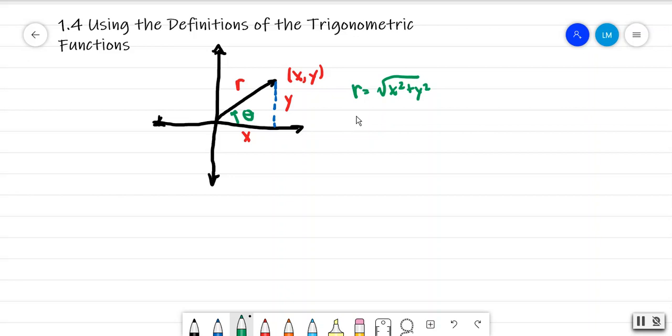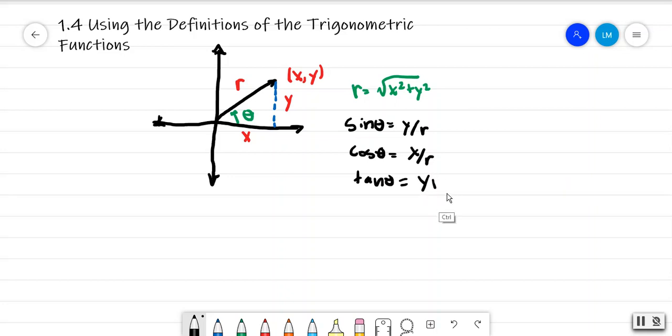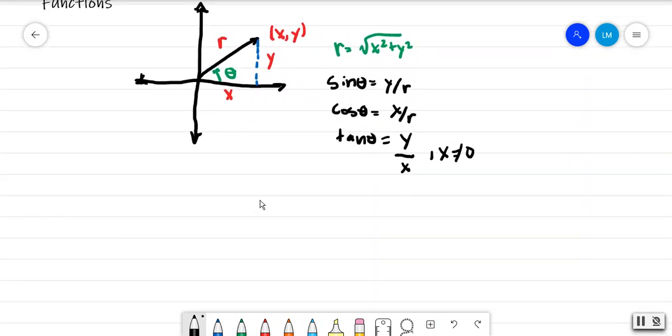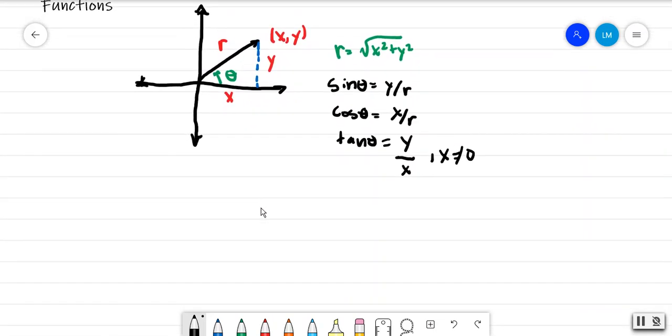Furthermore, we can define our 6 trigonometric functions. Sine theta is y over r, and cosine of theta is x over r. And tangent of theta is y over x, provided that the x component is not equal to 0.